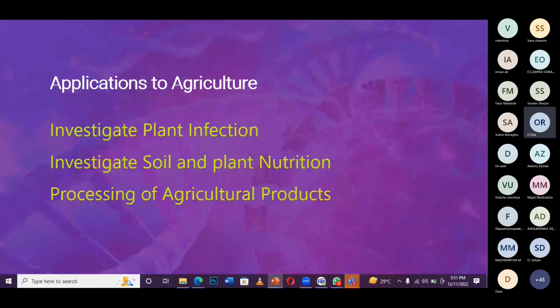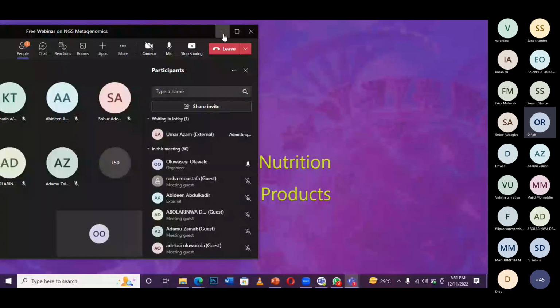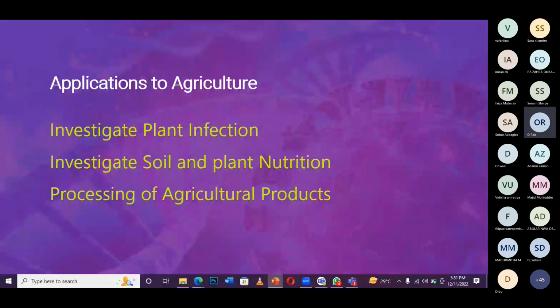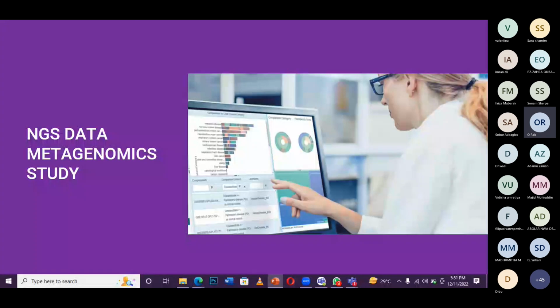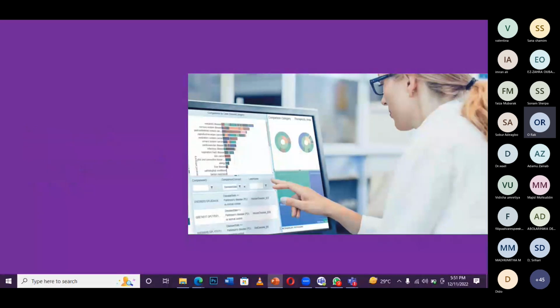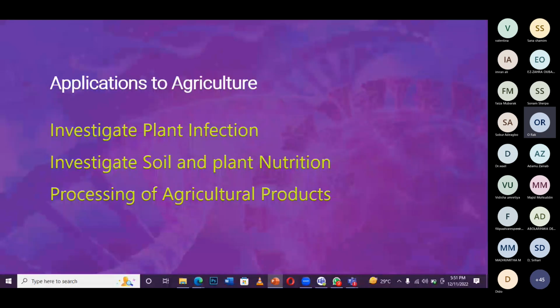Okay, so the next thing we have in agriculture is animals, right? We have livestock as well, and a lot of livestock are dying, it could be based on a pandemic or whatever it is, right? So investigating the microorganisms is also very, very important to deal with such cases in livestock agriculture. Then we have NGS data metagenomics, okay? Now, we're done with the areas of research and applications of microbial genomics.